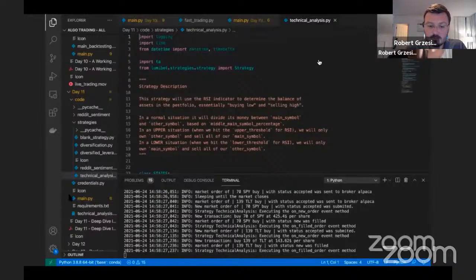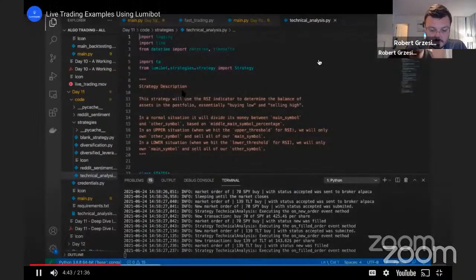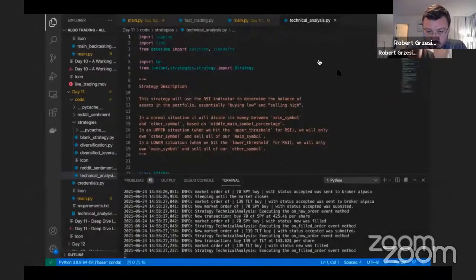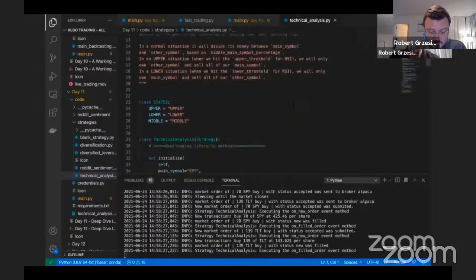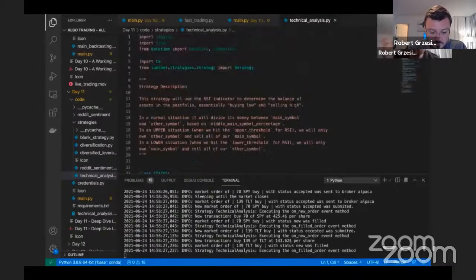It depends on how you trade, right? If you trade support resistance, if you trade using VWAP, if you trade using some sort of technical analysis, RSIs or Bollinger Bands or whatever, we could implement all that kind of stuff, right? So here is a technical analysis strategy. This one trades a little slower, but you can mix the two together, right?